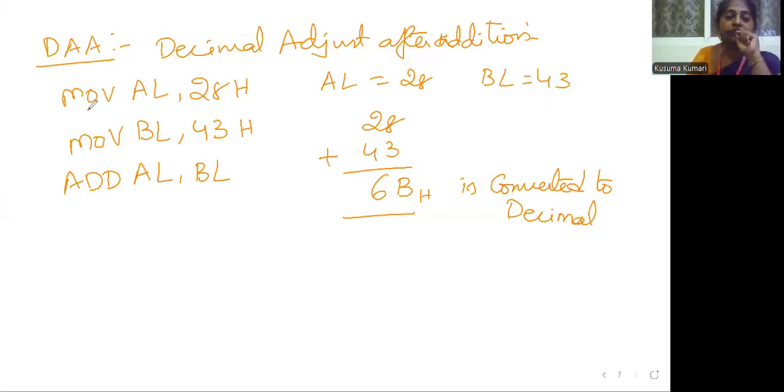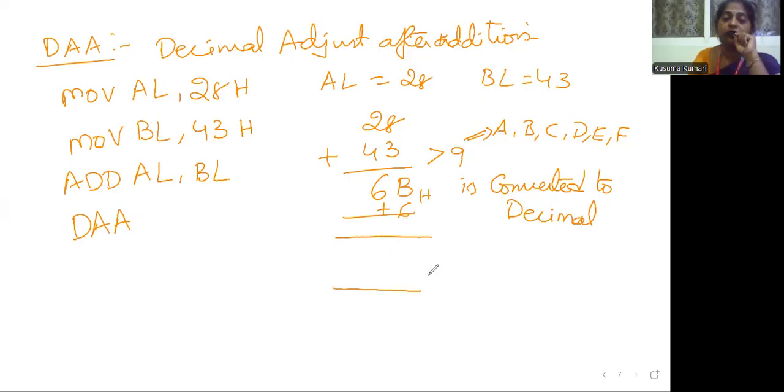How? Suppose this is the first instruction, the second instruction is add AL comma BL. Then if we use the DAA, what happens? When we are using the DAA, this hexadecimal result is converted into a decimal number. It checks the lower number. If it is greater than 9, greater than 9 means A, B, C, D, E, F. Here the lowest position number is greater than 9. So it will add plus 6.